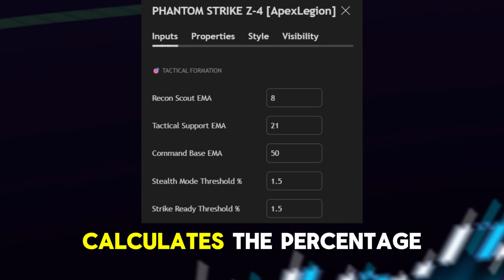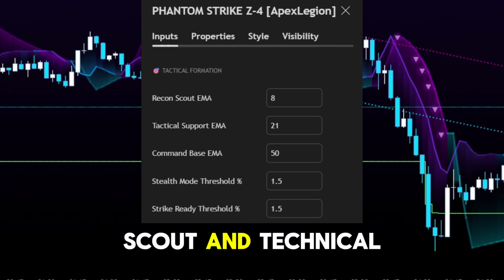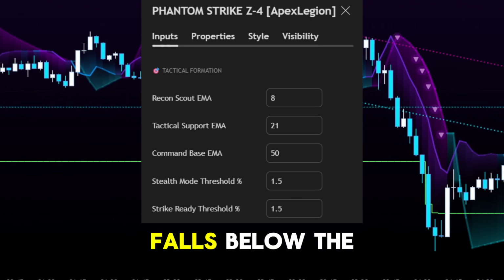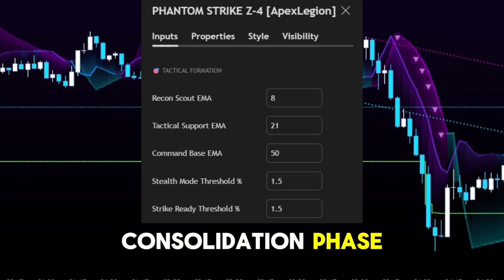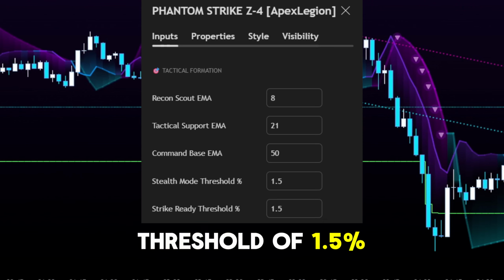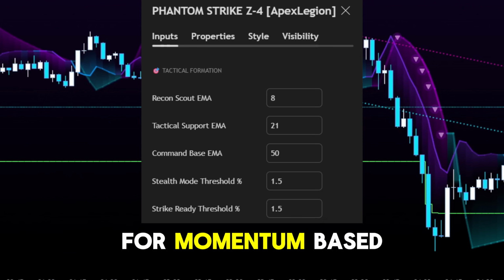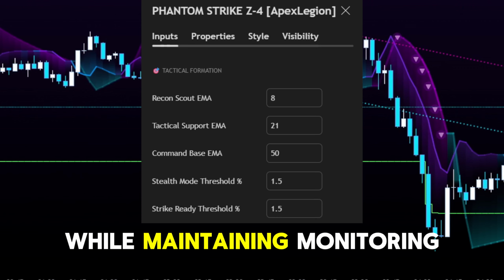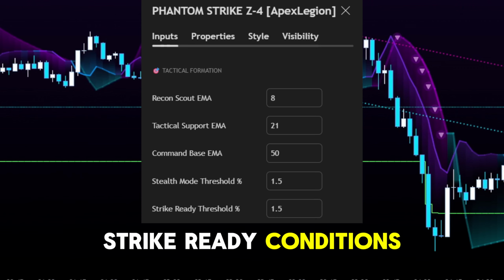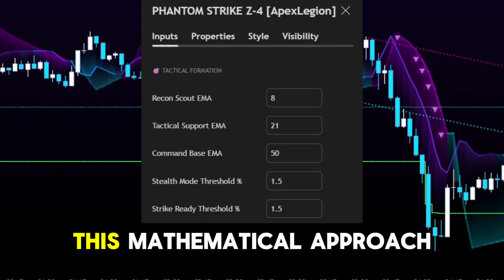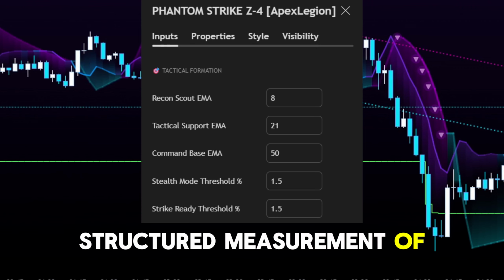Formation gap analysis calculates the percentage separation between Recon Scout and Technical Support EMAs to determine market state classification. When gap percentage falls below the stealth mode threshold of 1.5%, the market enters consolidation phase, requiring enhanced patience. When gap exceeds the strike-ready threshold of 1.5%, conditions become favorable for momentum-based entries. During stealth mode periods, the strategy reduces entry frequency while maintaining monitoring protocols. Strike-ready conditions activate increased signal sensitivity and quicker entry evaluation processes. This mathematical approach provides structured measurement of market transition states.